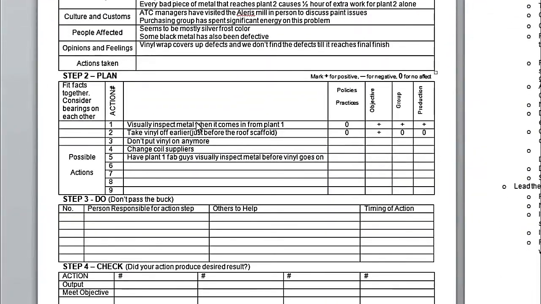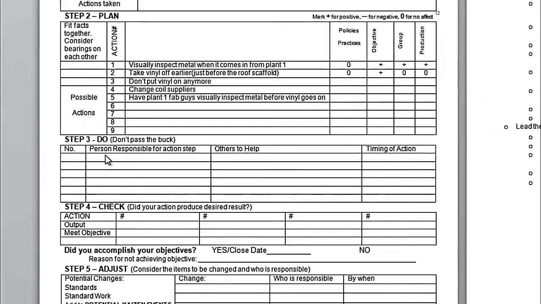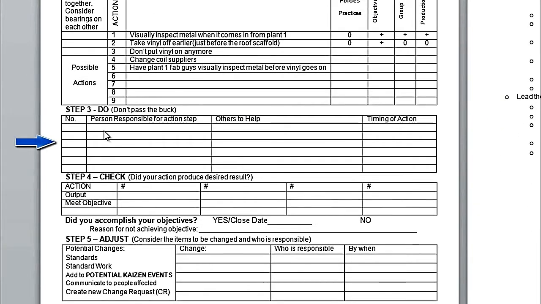Sixth important step is to list possible actions that you could take, and these are experiments. These are things that you might want to throw out to try. Seventh important step is to rate the action steps over here with a 0, a positive, or negative, depending on their effect. Eighth important step is to decide on what actions we're actually going to experiment with and try. We won't do all of them.